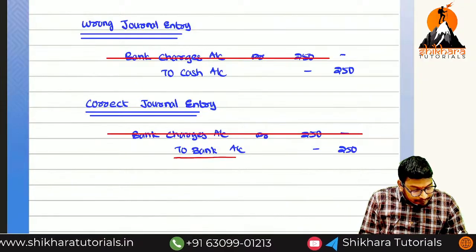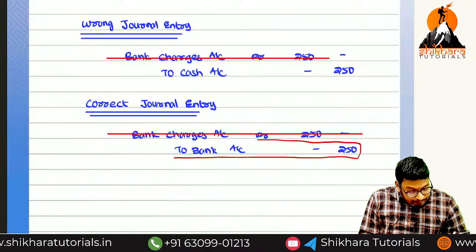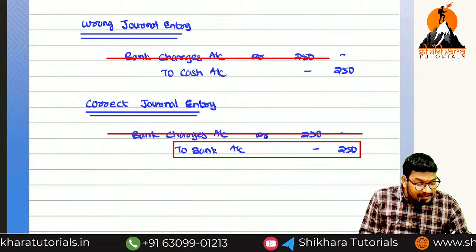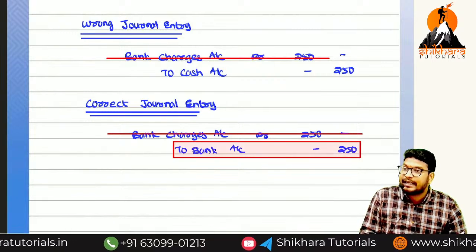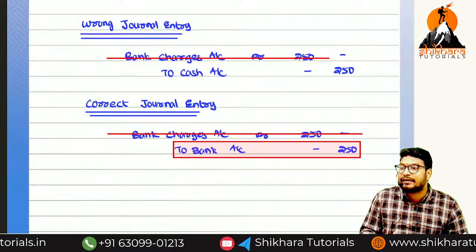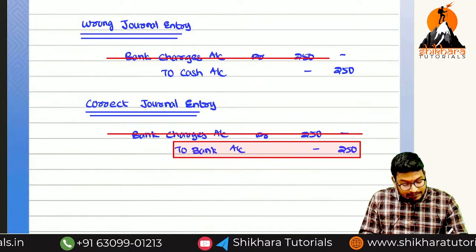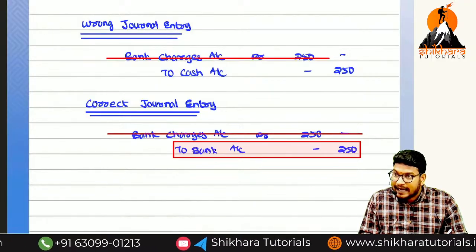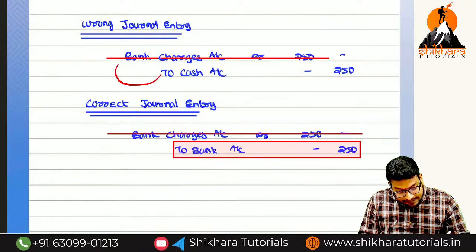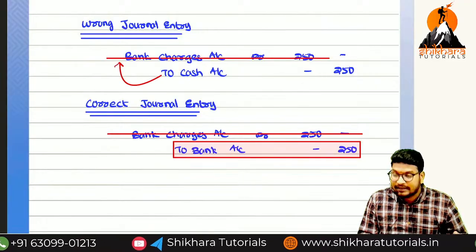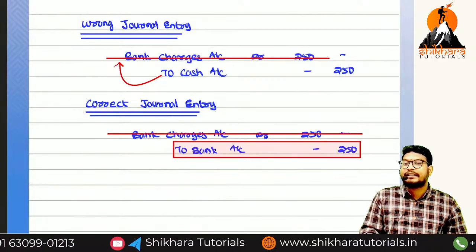Bank should be credited because it is the correct one. We have to maintain the same balance or a different balance? Same balance. But which one is the wrong one? Cash is the wrong one. Which side do we have to transfer, debit side or credit side? Debit side. What is the rectification entry?